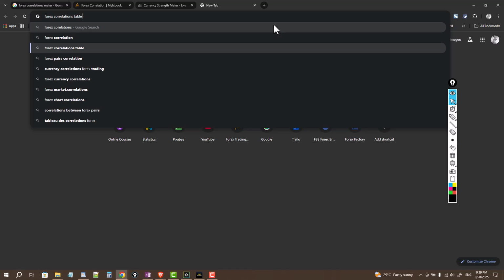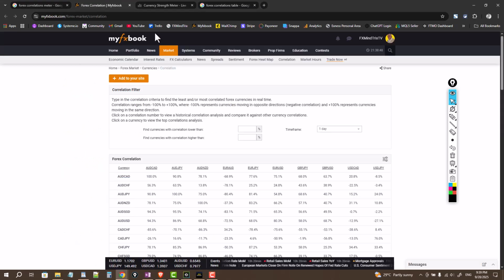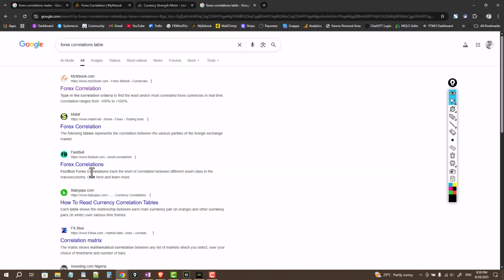If you search this, you're going to be met with a lot of different websites that are going to show you basically the same results. As you can see already, I've opened up one from my FX book. You can open the one from my FX book, or you could open the one from Fastbull, Mataf, any one of these. It works almost the same way.